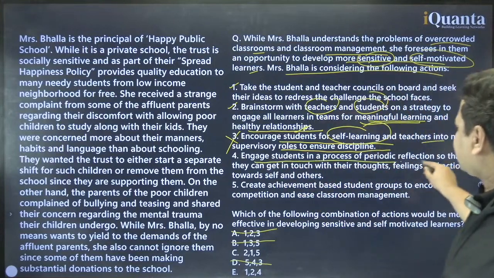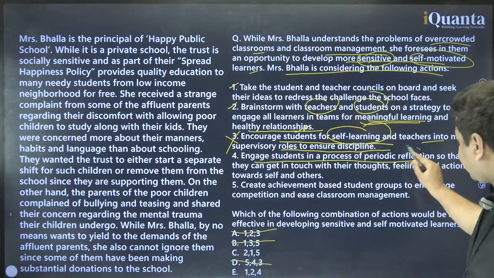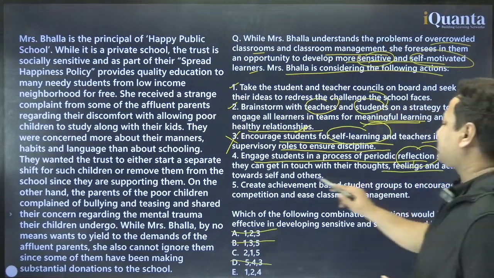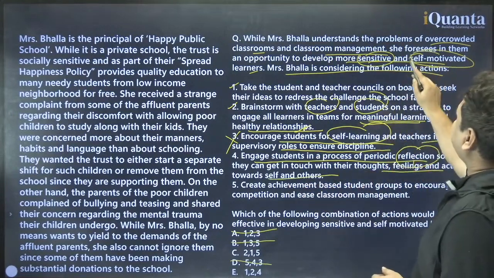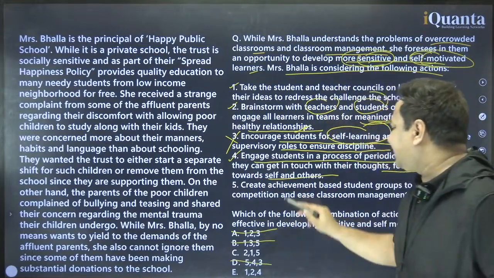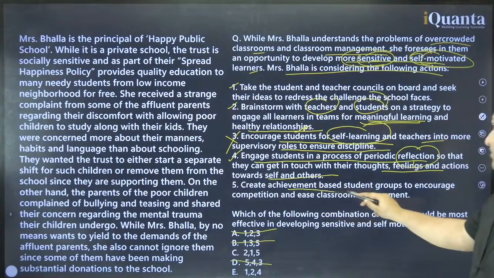Engage students in a process of periodic reflection. This is a kind of psychological thing, reflection, so that they can get in touch with their thoughts, feelings, and actions towards self and others. Self, तो ये sensitive हो जाएगा बच्चा, बिल्कुल सही बात है. 4 looks correct. 5th is create achievement based student groups.